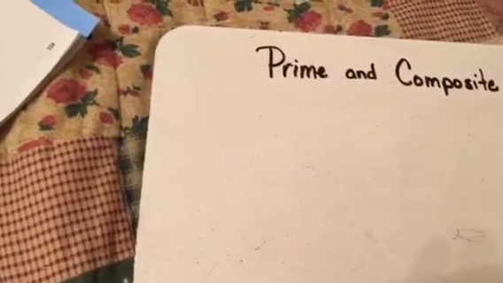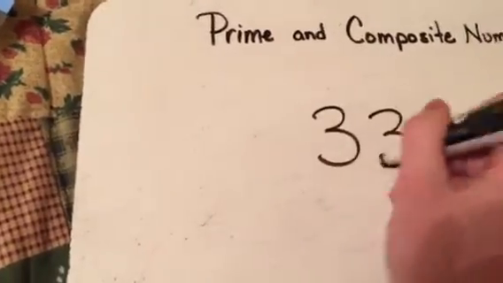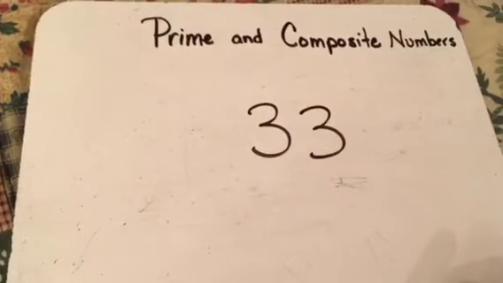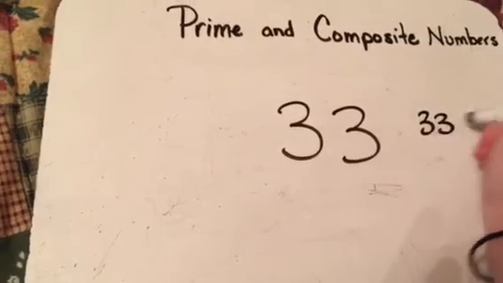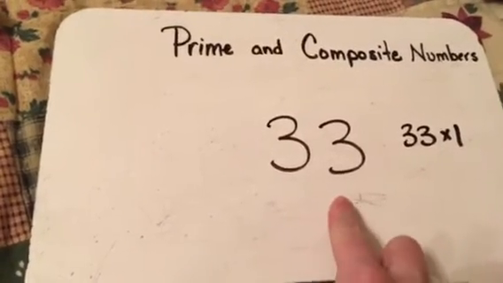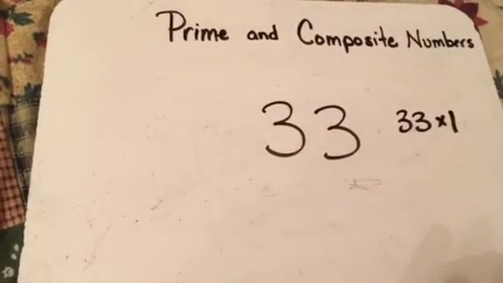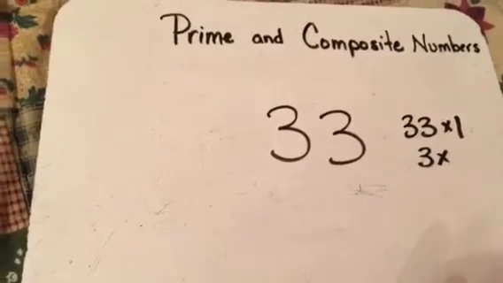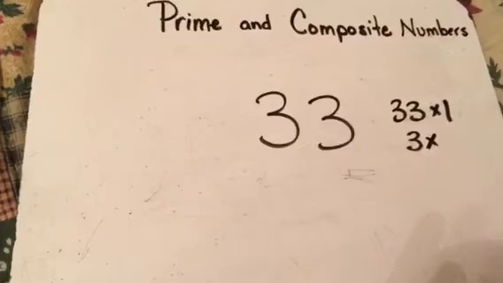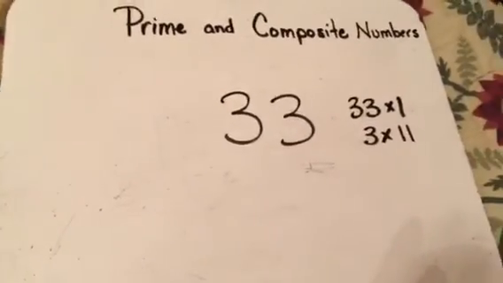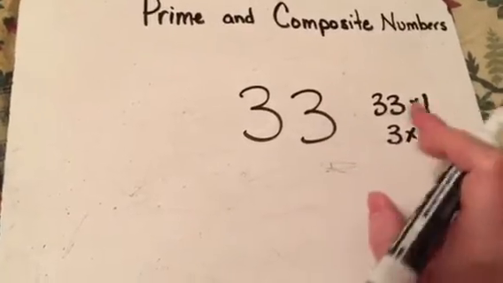How about 33? Really quick, 33 and 1 pops into our head. It's not an even number, so I know that I can't use 2. How about 3? You could quickly count by your 3s here. Those of you that know your multiplication facts, we could do 3 times 11. Already, I know this is going to be a composite number because I have more than 2 factors. I have 1, 2, 3, 4.